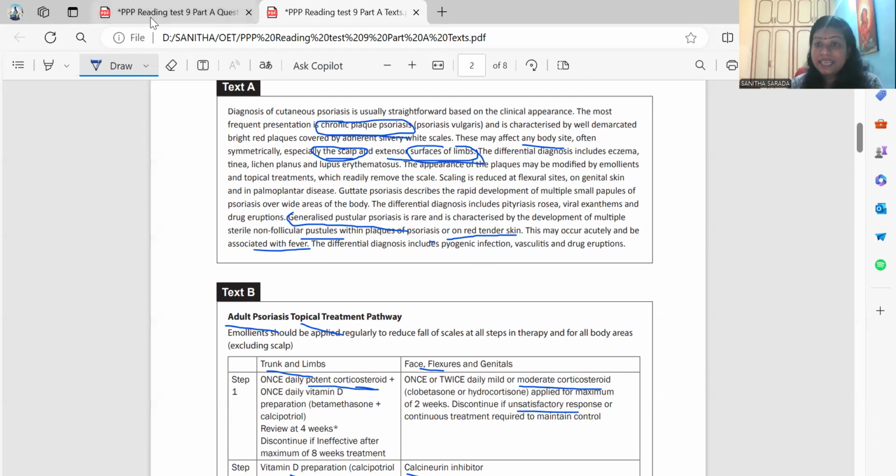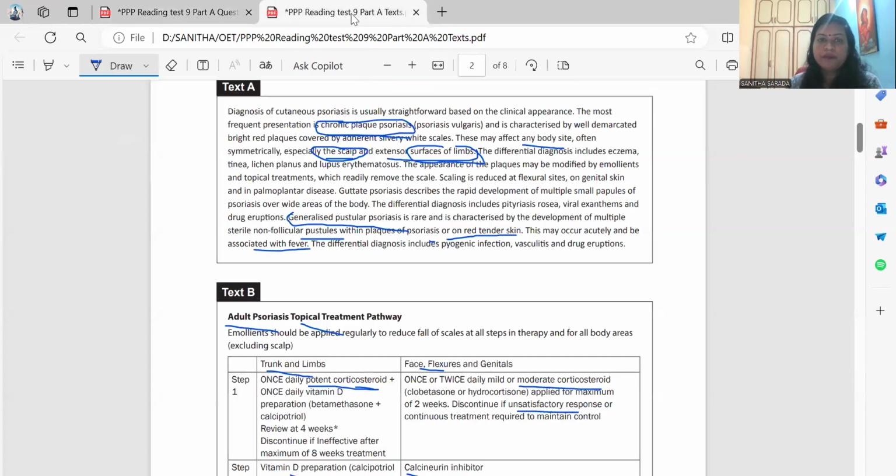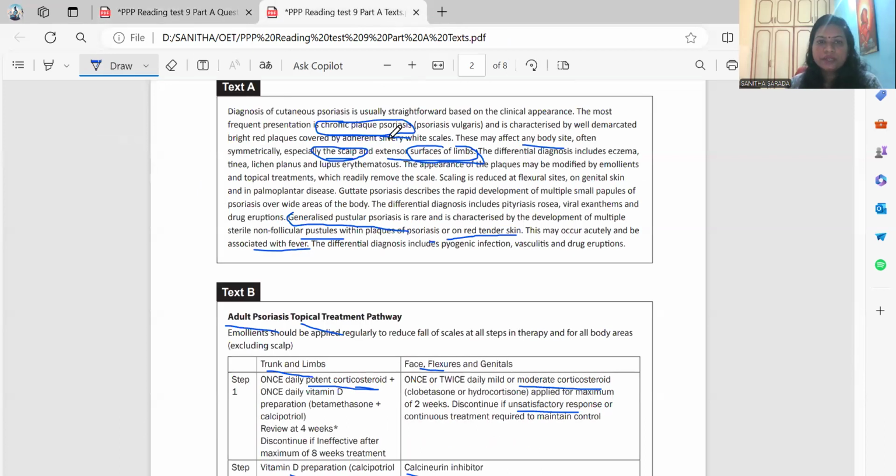Okay, what is the answer? Generalized pustular psoriasis. Okay, so there is a less. Less is another keyword. Less of the skin if the patient has palmoplantar psoriasis. This again is in part A. This is talking about palmoplantar psoriasis. There is a less of the skin. Okay, so go to part A. The keyword is here, palmoplantar psoriasis. So we have to find out palmoplantar psoriasis.